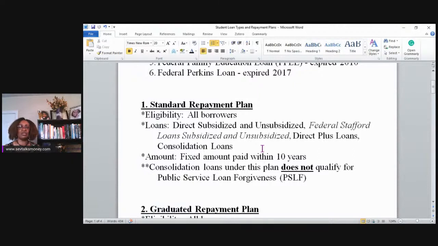There is no penalty. You can change your plans. There is no penalty, and you can pay before the 10 years. This repayment plan does not qualify for the PSLF. So if you are thinking that you want to pursue the public service loan forgiveness program, this is not the payment plan that you want to choose. So I hope that makes sense.